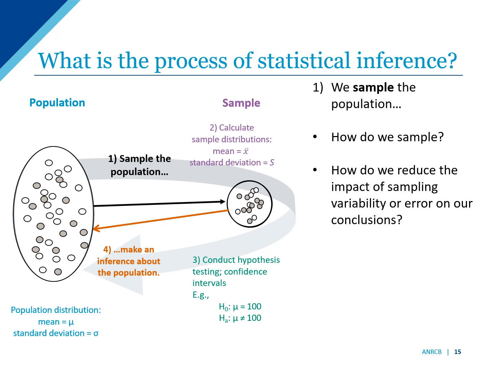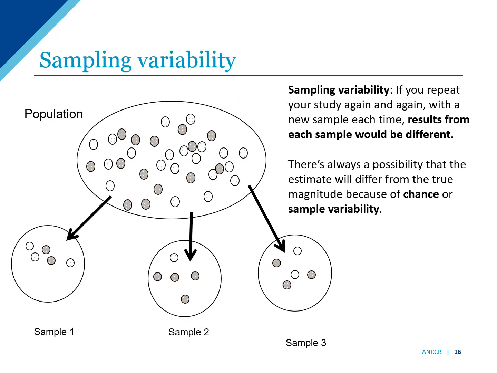Now we know how to sample, but how do we sample in a way that reduces the impact of error on our conclusions? Study results will vary depending on who is actually in the study sample. This is called sampling variability. There's always a possibility that the estimate will differ from the true magnitude simply because of chance, or this sample variability. And we have to take this chance into account when we describe our data.